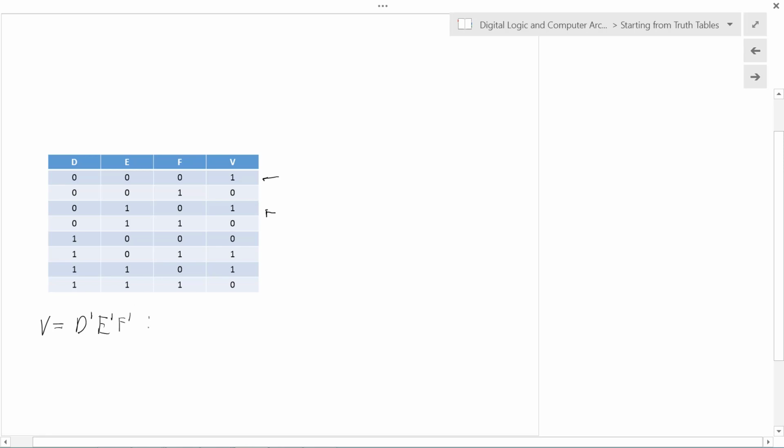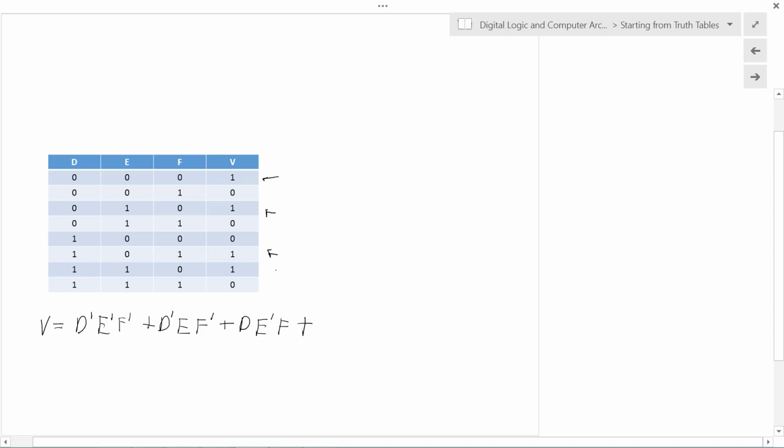Next, we'll look at this entry here. D equals 0, so we invert the D. We AND it with E, which is not inverted because we expect it to be 1. And then we AND that with F prime because F is required to be 0 here. Our next term comes from this row. D is 1, so we don't invert that. E is 0, so we invert. F is not 0, so we don't invert.